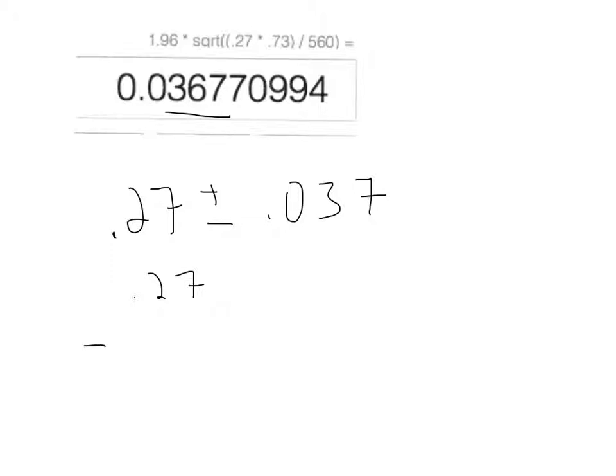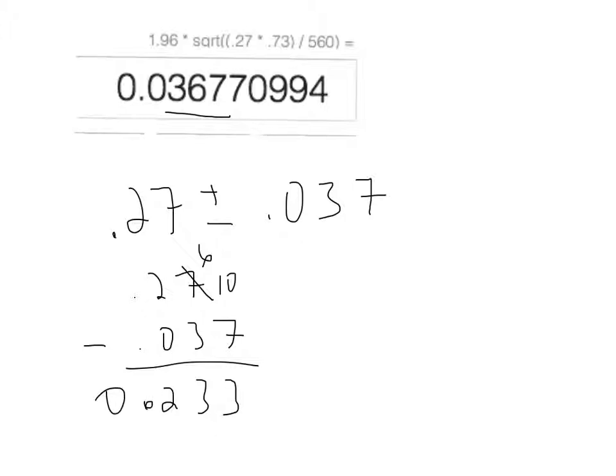0.27 minus 0.037. You're going to get to see me do a little arithmetic here. So what's that? 2, 3. Yeah, you see I made a mistake with my arithmetic, huh? So that's 10. So that's 3. So 0.233 if I'm doing that arithmetic right. And I'm going to add it to get my upper bound.